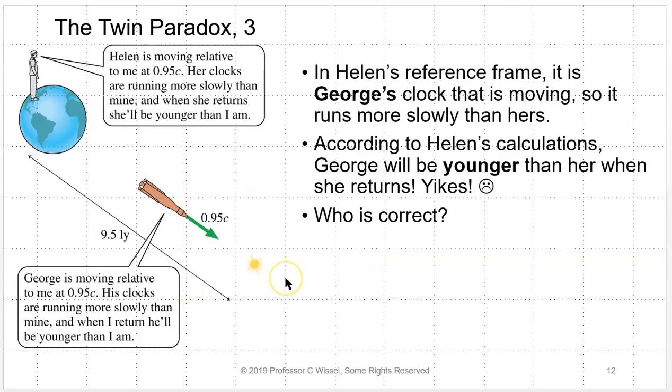Now this is where the paradox comes in. George is standing on the Earth. He watches Helen go by. Helen is moving relative to me at 0.95 c. Her clocks are running more slowly than mine, and when she returns, she'll be younger than I am. Helen on the rocket ship says, George is moving relative to me at 0.95 c. His clocks are running more slowly than mine, and when I return, he'll be younger than I am. This is the paradox. Who is correct?